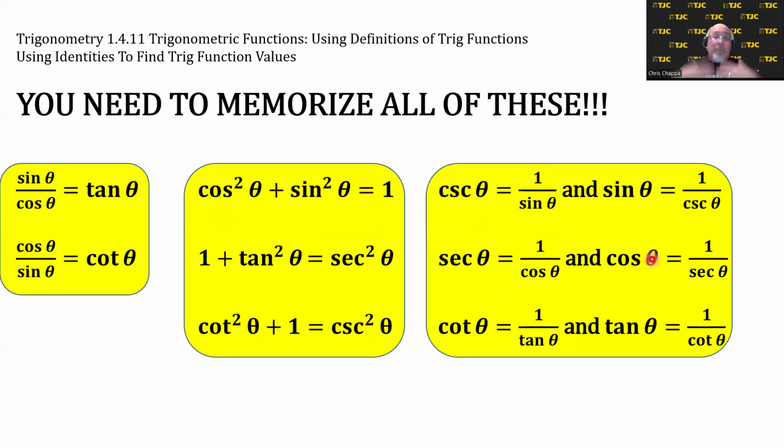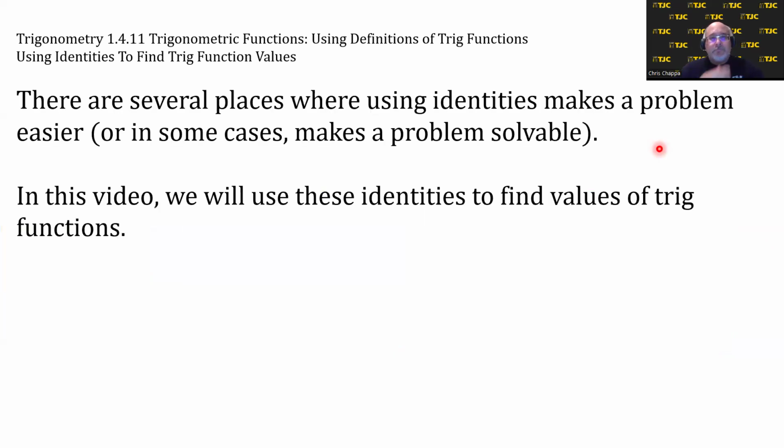Now, in my classes, I don't require them to memorize every identity we will ever encounter because there are many, many more in the future. But I always require them to memorize these because I know how critical they are in not only trigonometry, but in pre-calculus and any calculus course that you take, save business calculus, which doesn't include trig. Now, there are several places where using identities makes a problem easier, or in some cases, just flat out makes a problem solvable. In this video, we will use these identities to find values of trig functions.